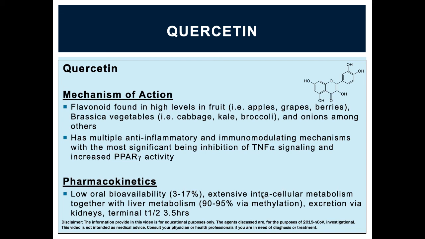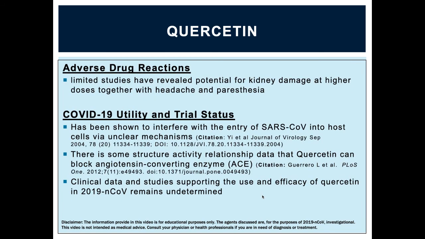Quercetin is administered orally and has a low oral bioavailability. It undergoes extensive intracellular metabolism, together with liver metabolism, 90 to 95% of which is by methylation, and it's excreted via the kidneys with a terminal T1/2 of about 3.5 hours. The adverse drug reaction profile for quercetin is actually quite clean, although more study is needed. A limited number of studies have revealed that quercetin has the potential to cause kidney damage, but at high doses. It's also been reported that quercetin can cause headaches and paresthesias.